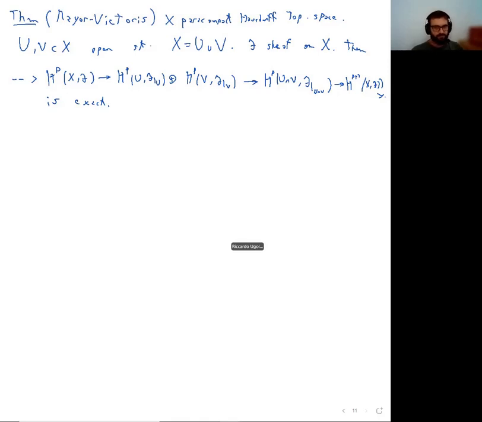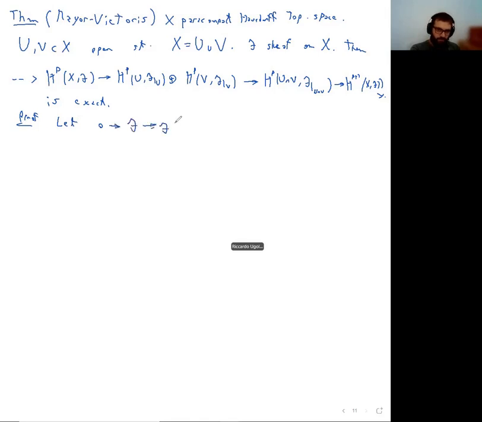So the idea here is that these homologies we will see as three distinct homologies: the homology of X, the homology of U plus the homology of V, and the homology of U intersected V. We'll think of this as three distinct homological complexes, and then find a morphism of homological complexes which is exact. So let's do it.